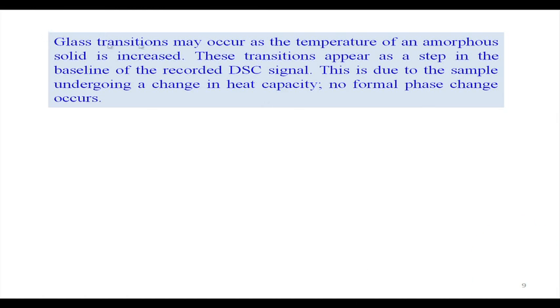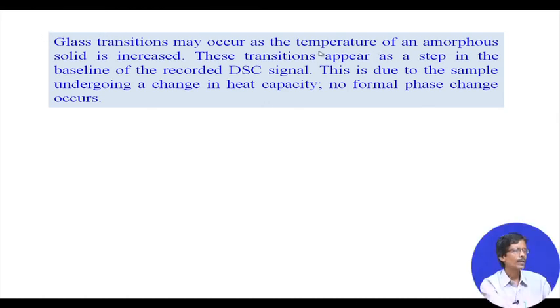So, these two techniques are very useful, and the Tg occurs when the temperature of an amorphous solid is increased. The glass transition may occur as the temperature of an amorphous solid is increased. As you have an amorphous solid, at a particular point we see the corresponding inflection, that means a change in the delta T value, as we have noticed in the case of DTA.